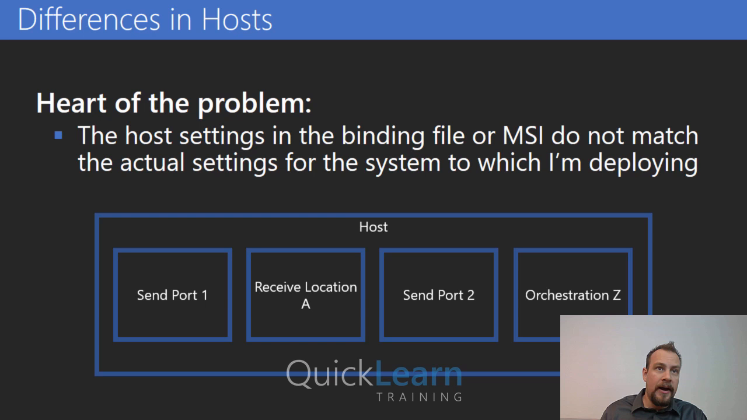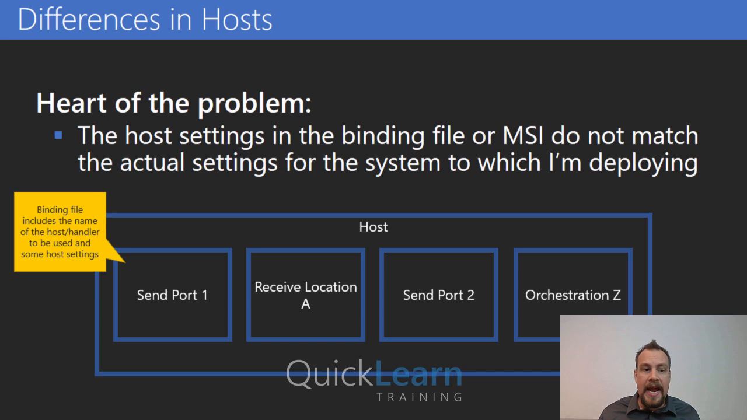Now, our binding files or our MSI files are going to contain some settings related to that host. For example, the name of the host is going to be in the binding file. The trust level for the host is going to be in that binding file. And if the settings that my actual system uses differ from the settings expressed in the binding file, if they don't match up, it's not going to apply correctly. We're going to get the same errors that Doug had.